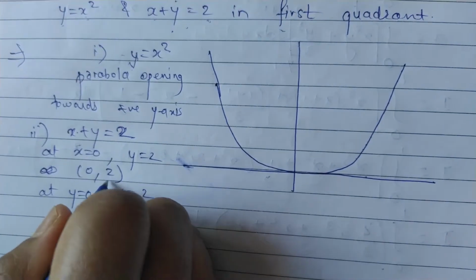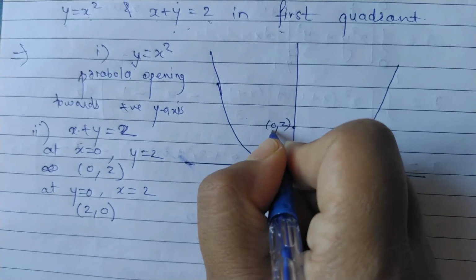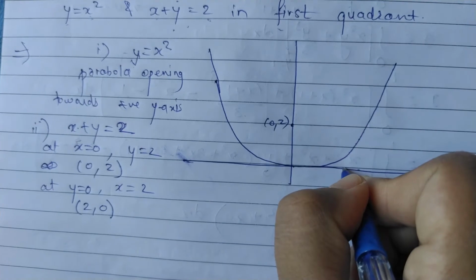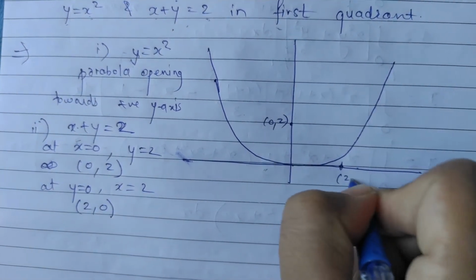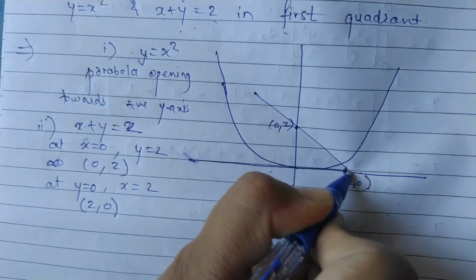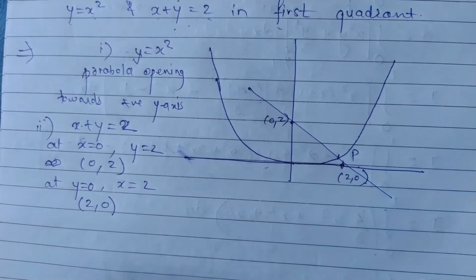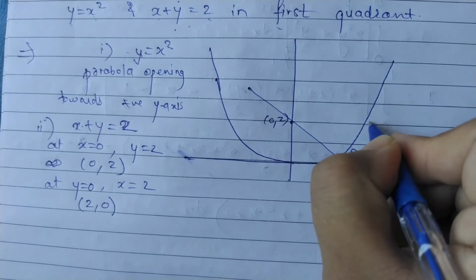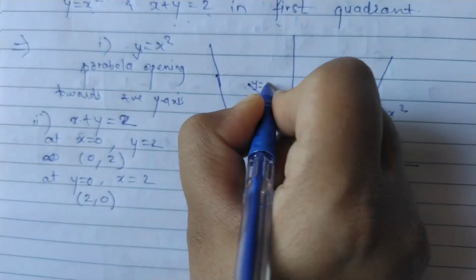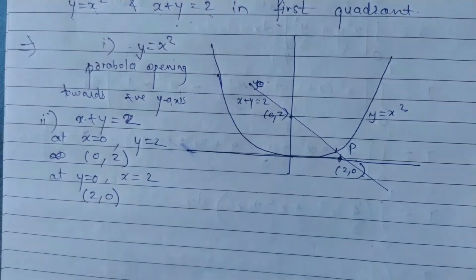0, 2 is the point lying over here, because the x coordinate is 0, that means it will be the point on the y-axis. And 2, 0 means it will be the point on the x-axis. Now draw this line. You get this point of intersection, let this point be P. So this is the parabola y is equal to x square, and this is the line x plus y equal to 2.